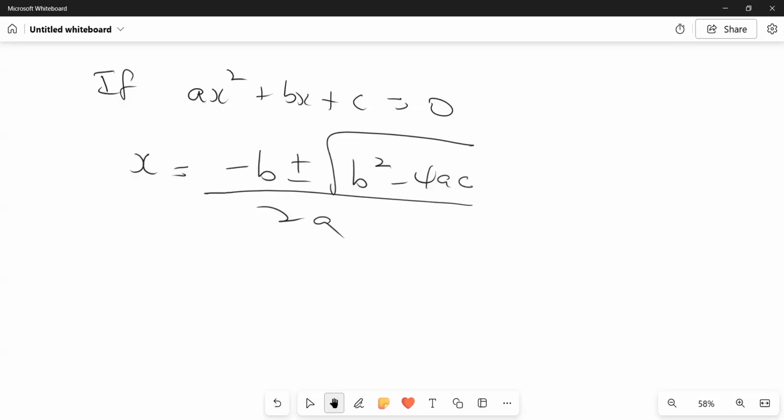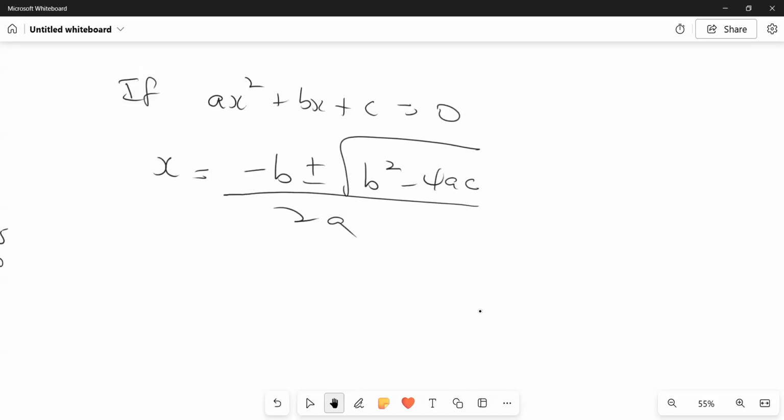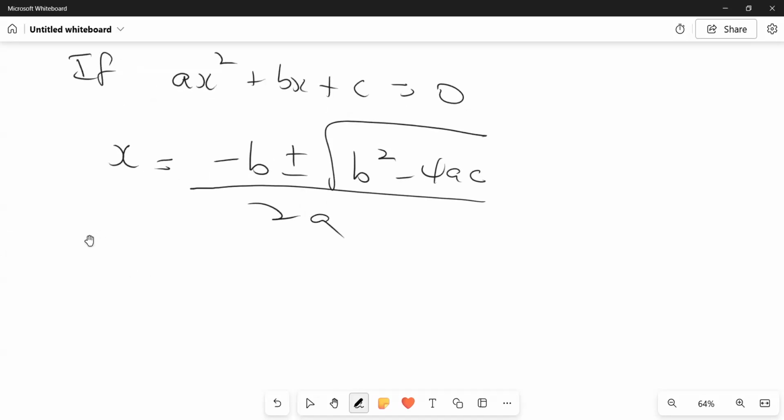So let's say you have an equation that you're not sure about, or maybe you try factorizing it and it's not working out, right? Let's say you have an equation to solve. I can't think of an ugly equation now.